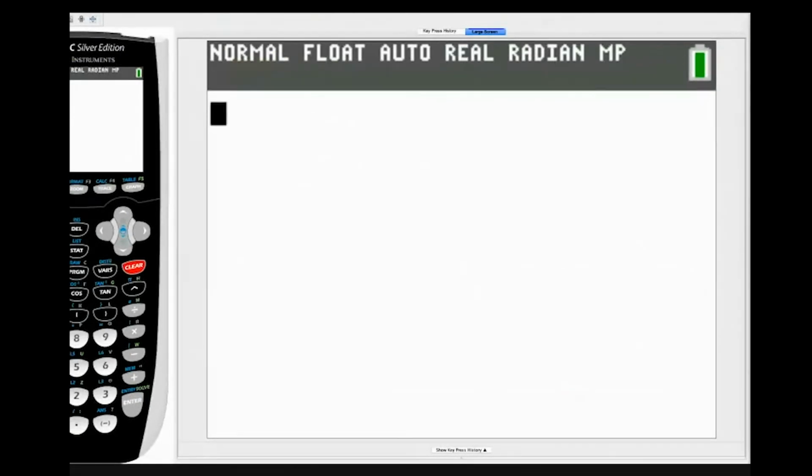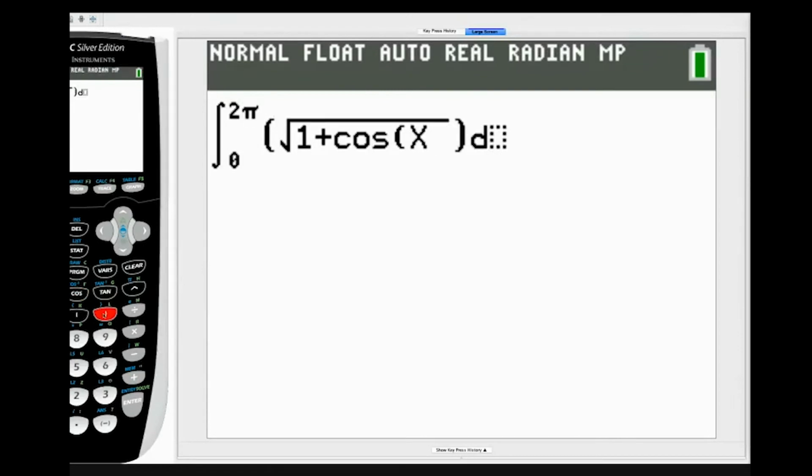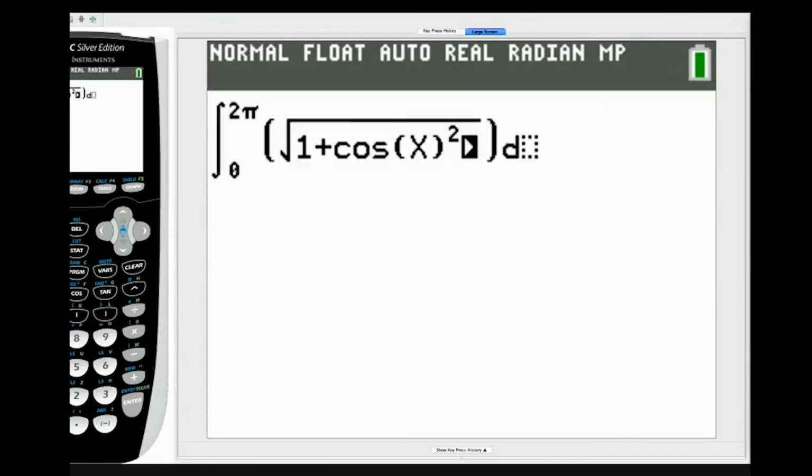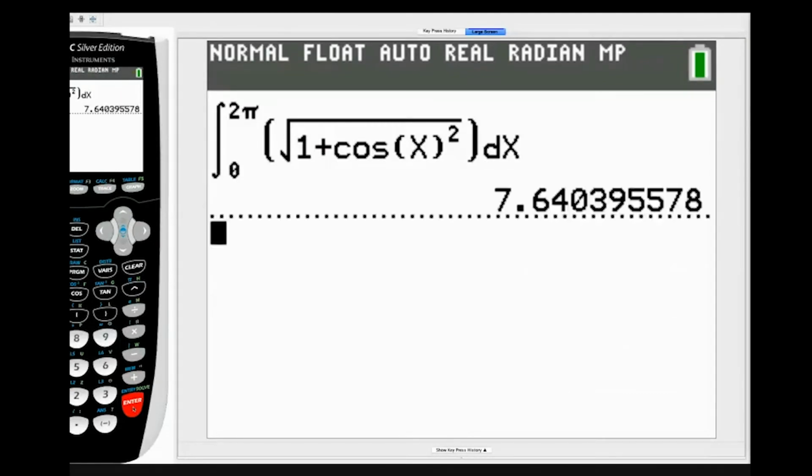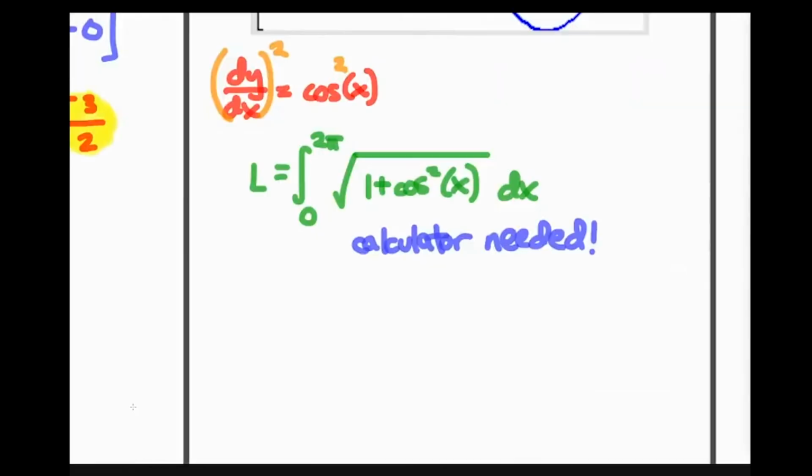All right, cancel out of all this. Math 9, going from 0 to 2 pi, and we're doing the square root of 1 plus cosine x squared, with respect to x. Let's check just to make sure. It's counting up all the little bits. Sometimes it takes a while. And then you have 7.640, rounded to 2 decimal places.